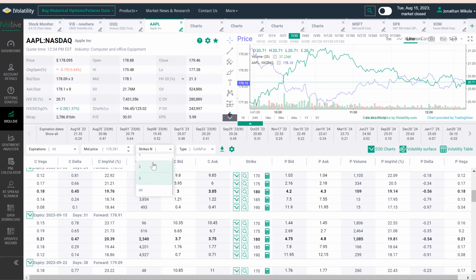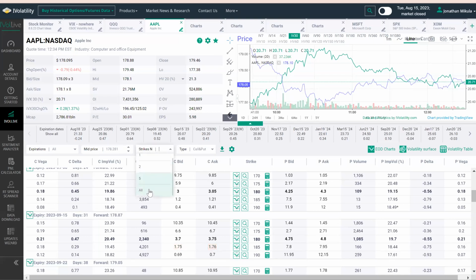Again, depending on your trading preference, you can have just the at the money strike or just 2 strikes. I like to have 5. You can also have all. But for a stock like Apple, that's going to pull up a ton of different options. So let's just keep it simple with the 5 nearest strikes. I'm looking at calls and puts. And then our mid price is just tied to our spot price around 178.